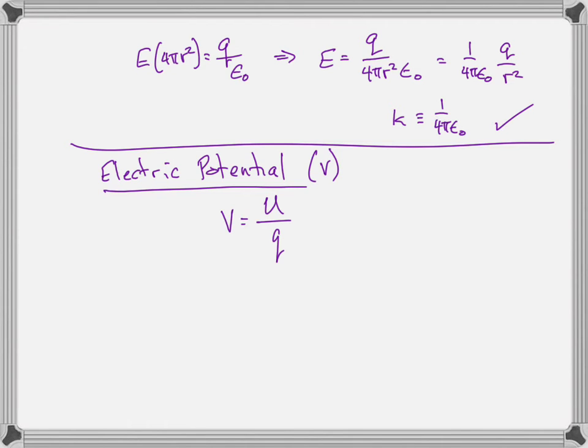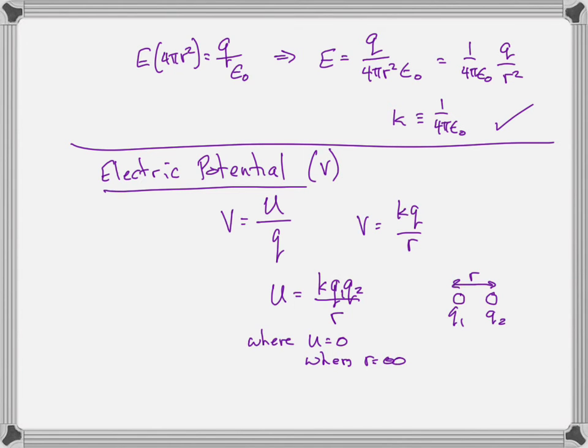It's using energy considerations for electric fields. And just like with gravitation, the electric potential at a point r away from a charge is equal to kq over r. I skipped a step here. The potential energy between two charges is going to be kq1q2 over r, not r squared, where potential energy is equal to zero when they're infinitely far apart.